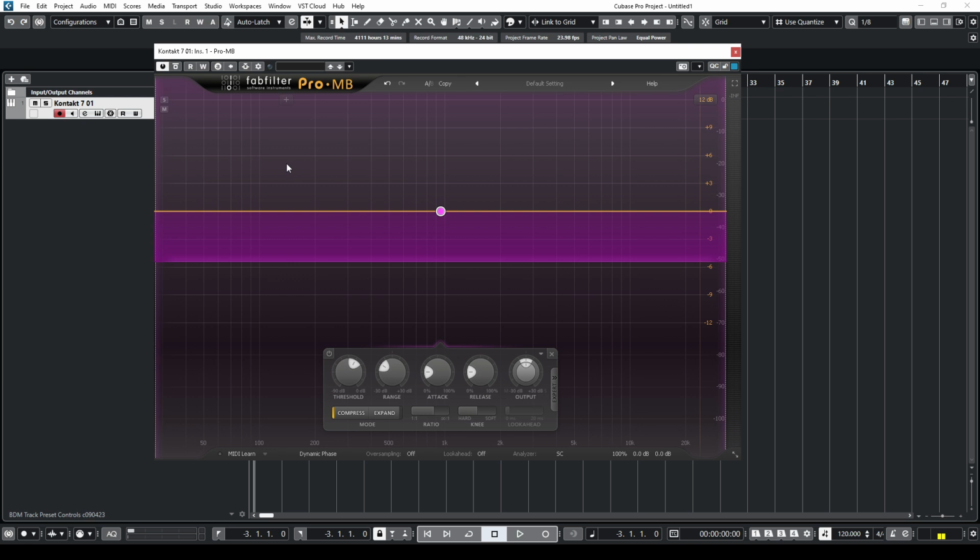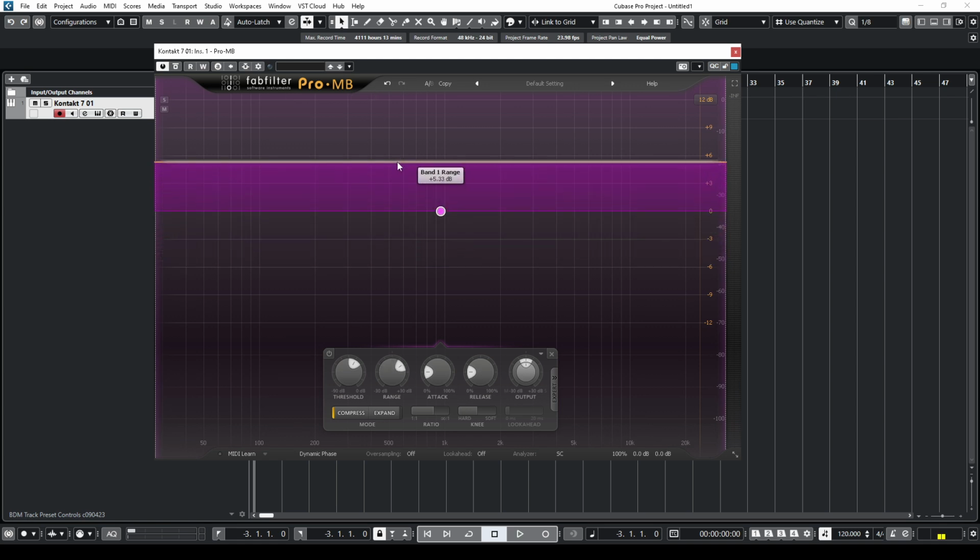Upward compression takes the signal below the threshold and moves it toward the threshold. So it kind of does the opposite. It makes quieter parts louder. So here with the Pro MB, on the compression setting, were you to take your range and make it positive, now you can determine exactly what the reaction of the compressor will be, how much and to what degree it's going to make quieter parts louder. But that's the compression side of things in a nutshell.